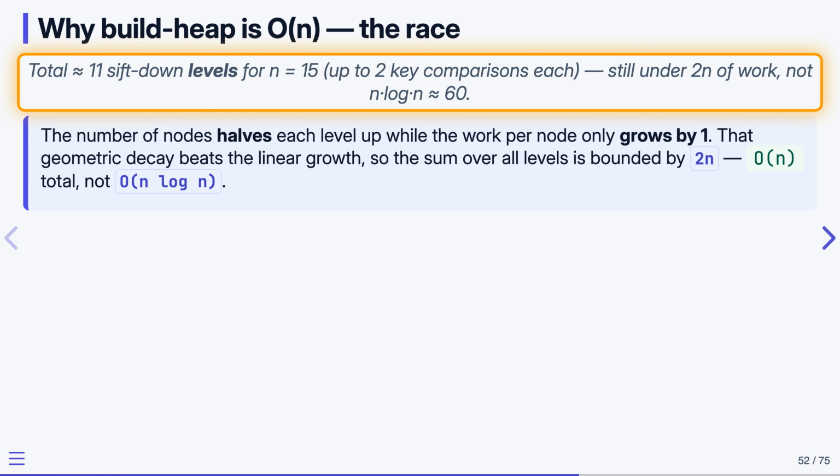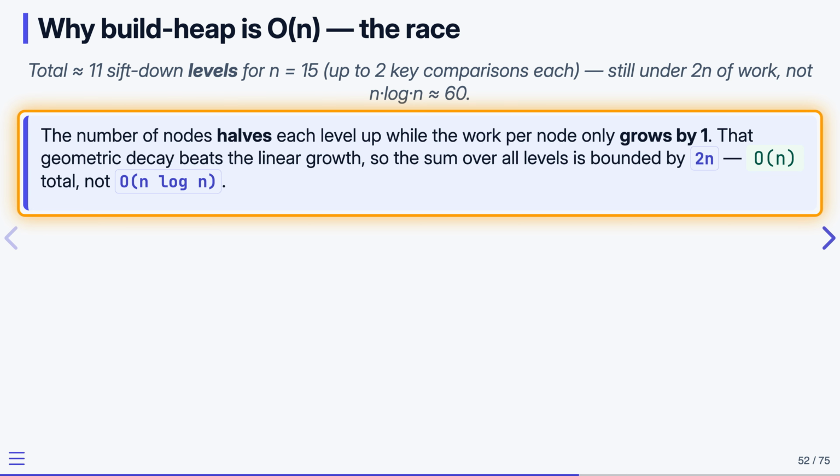Add up that table. About 11 sift down levels for 15 nodes, with up to 2 key comparisons each. That is still under 2n of work, nowhere near n times log n, which would be about 60.